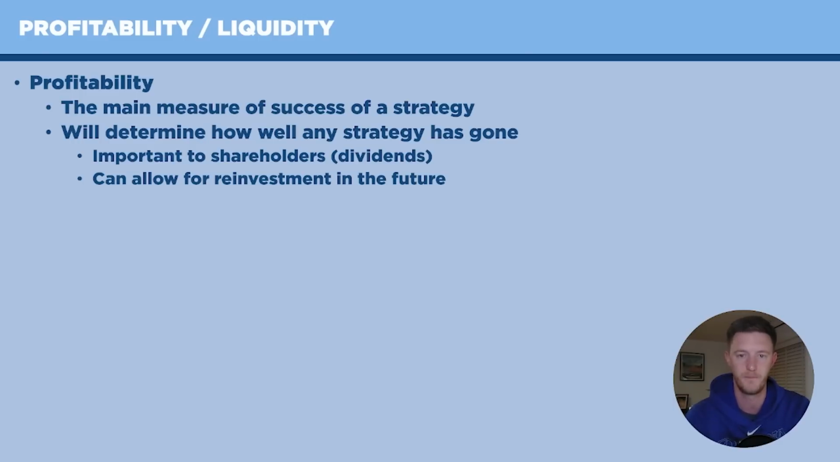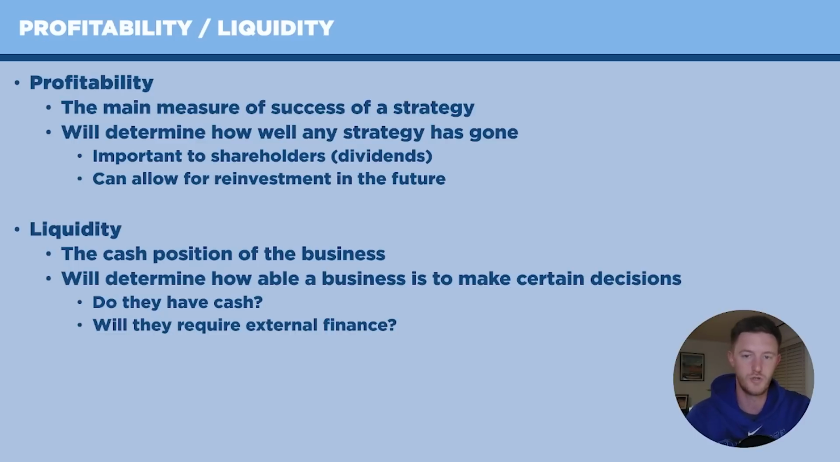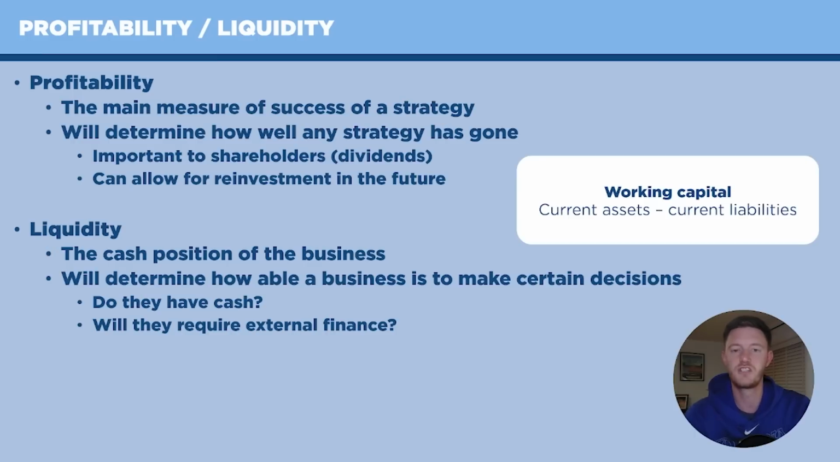our retained profit. Our liquidity is also really important. This is our cash position. So this will determine whether the business is able to make certain decisions. Do they have cash, or will they require external finance in order to fund kind of investments? So the cash position is really important as well as the profitability. And this kind of links to our working capital, which is our current assets minus our current liabilities. Really important that you understand what our working capital is.